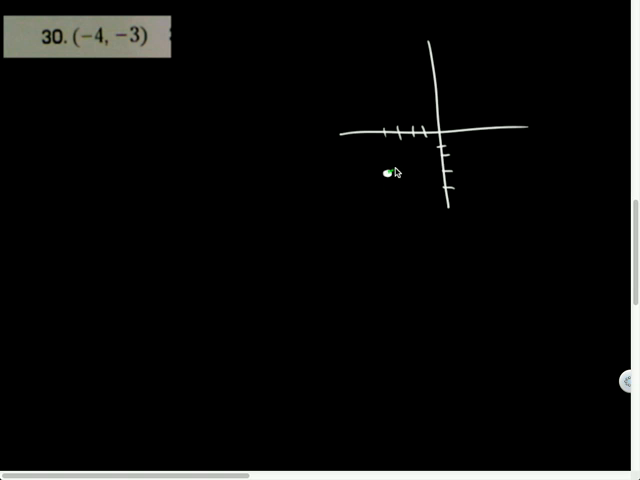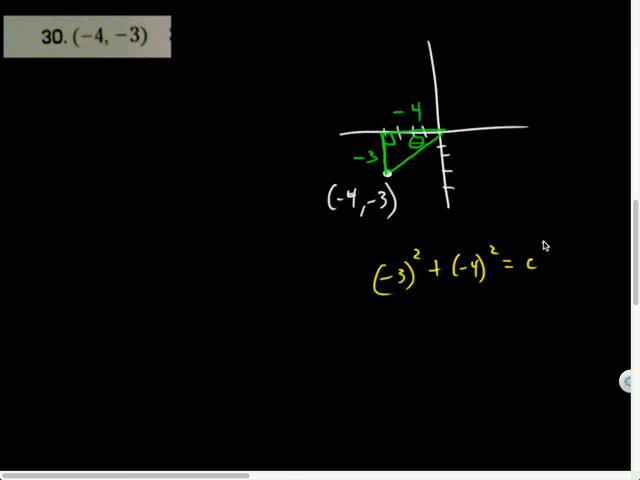So, 1, 2, 3, 4. 1, 2, 3, 4. So here's my point, -4, -3, is right here. So let's draw this triangle, friends. Does it always have to touch the x-axis? Yeah, it goes to the x-axis. So let's label our dimensions. If this is -4, comma -3, the overness here is -4. The overness here is -3. What is the length of the hypotenuse? Well, -4 squared plus -3 squared is 25, so the hypotenuse is 5.